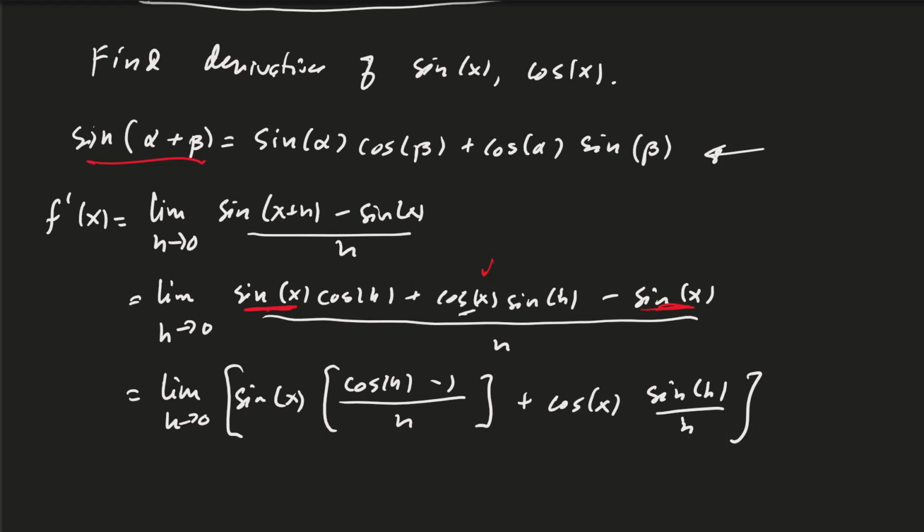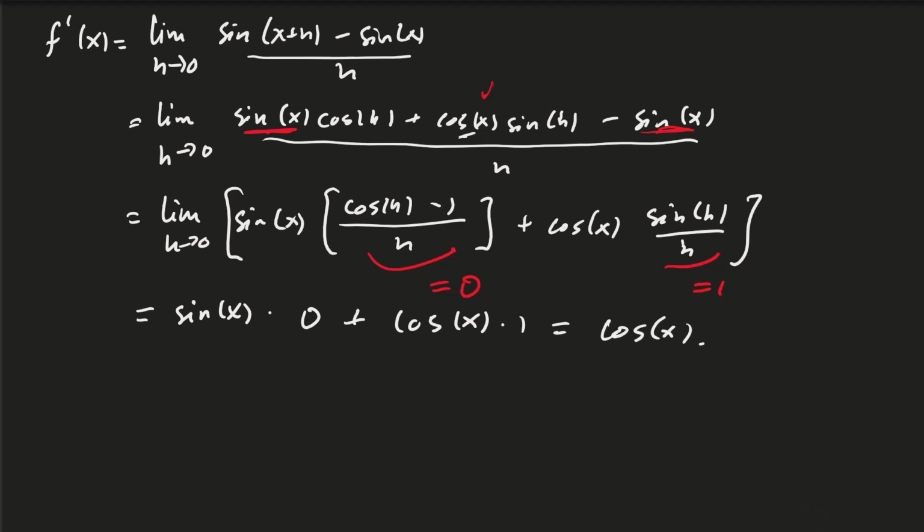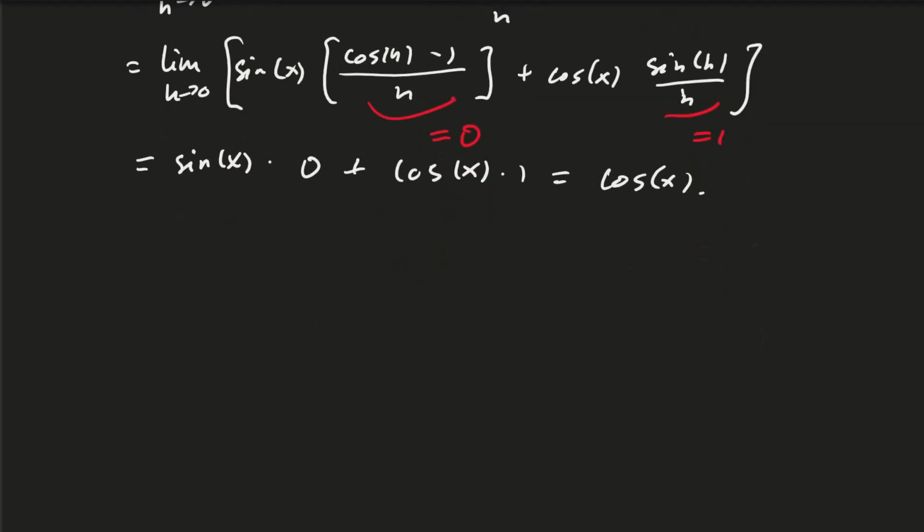Good. And now you see why we looked at those two limits in the last problem here. We have the sine of x. This limit right here we said was equal to 0, and this limit right here is equal to 1. So therefore we get sine of x times 0 plus cosine of x times 1, and so the derivative of the sine is, drumroll please, cosine. Very good. So again, if f of x is the sine of x, f prime of x is cosine of x.